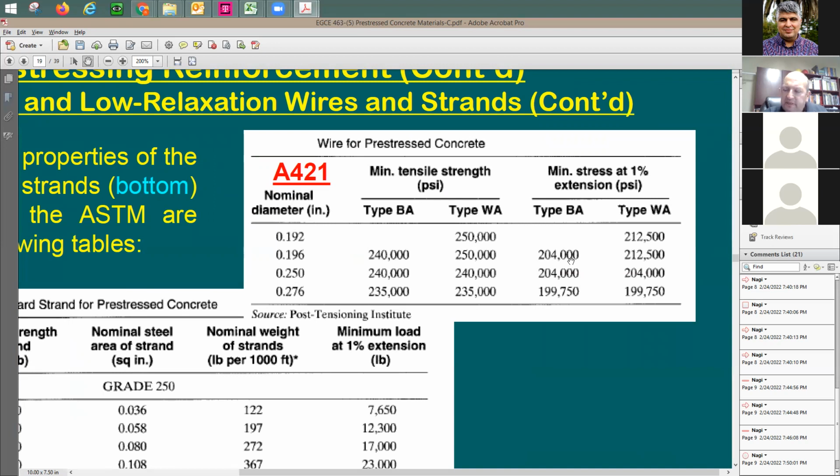You extend it 1%. Don't forget, when you apply the pre-stressing, you don't really apply a force. You pull the cable and then you put the anchor. So pulling the cable means that you put a force on the cable. You apply an extension, and therefore it's going to be converted into compression force on the structural member, on the concrete member. So here's the 421.